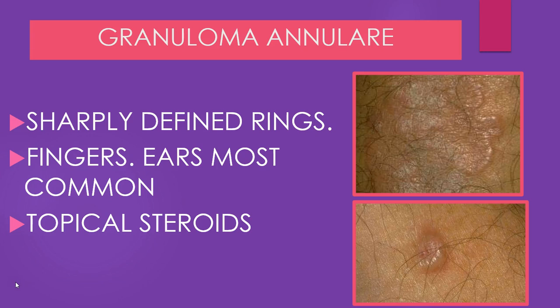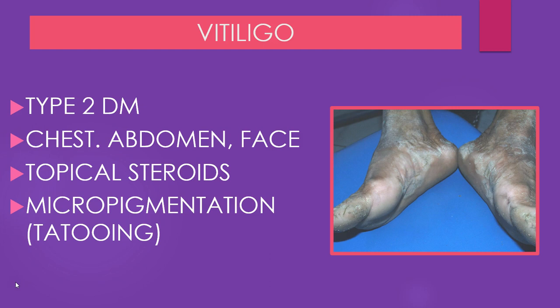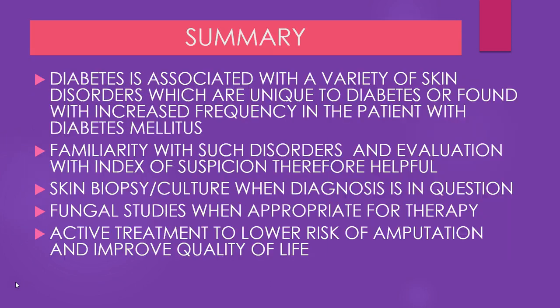Granuloma annulare is seen with some increased frequency in the diabetic foot. You see these sharply defined, well-defined lesions, far less commonly on the foot than other areas. These are treated with topical steroids, and a rather typical example of granuloma annulare with typical pathologic findings on biopsy. Vitiligo, not rare in the patient with diabetes, particularly type 2. This is treated with topical steroids, and there are other therapies available for that.